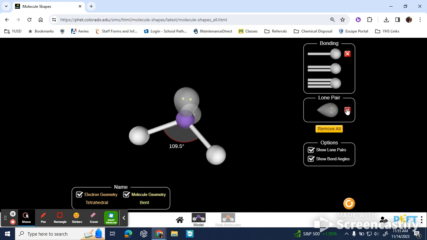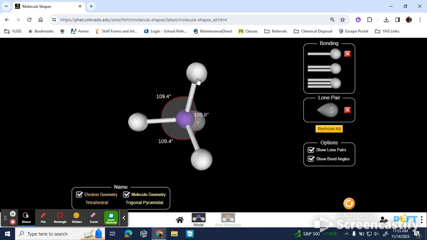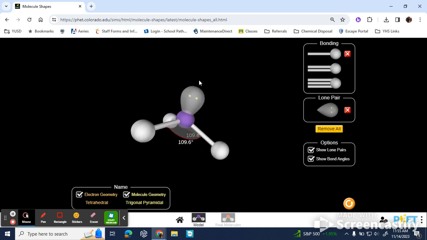So now let me remove my lone pairs. Let me get another one right here, and I'll add one of these lone pairs on top. Once again, it would look like a tetrahedral, but the actual name for it is going to be trigonal pyramidal, or a pyramid shape, because we have a nice little pyramid going on.